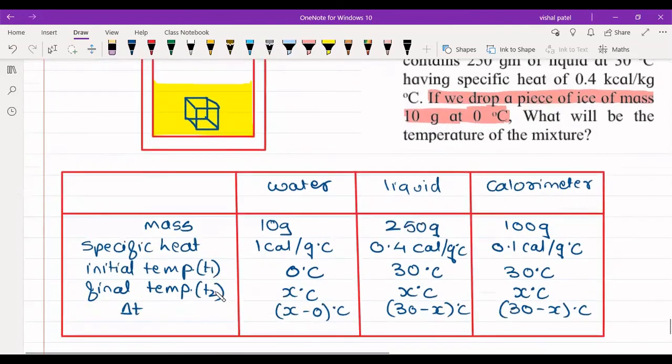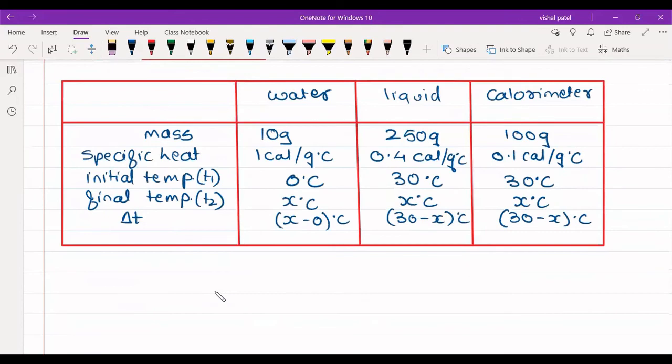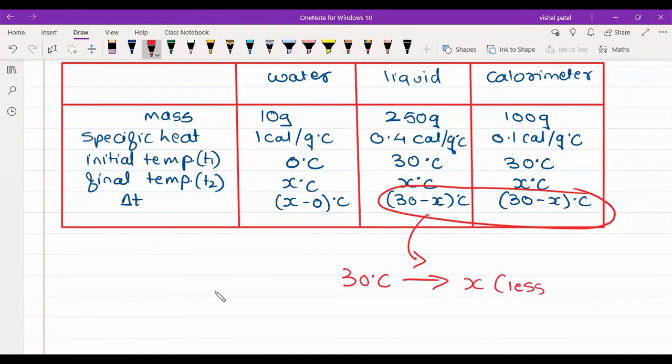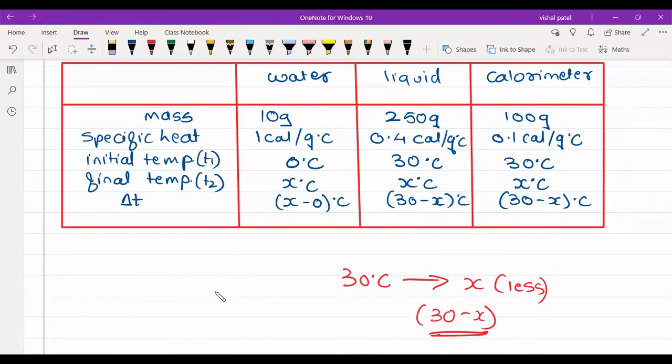Okay, see the table, students. Understand this. Understand why I have written here 30 minus x. Because the initial temperature is 30. I am putting ice, so this temperature is going to be less. So the change in temperature is 30 minus x. Is this understood? Yes, sir. Yes. Just go through this very properly. Any doubt, let me know. Go through the table, students.